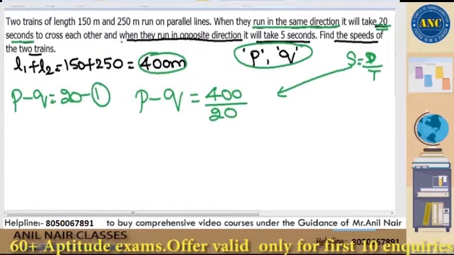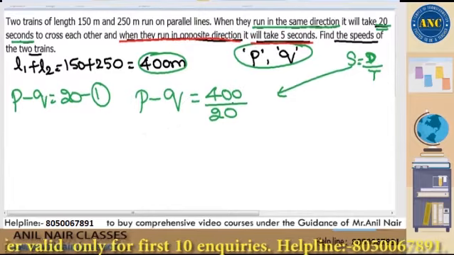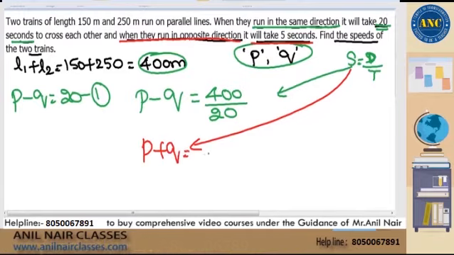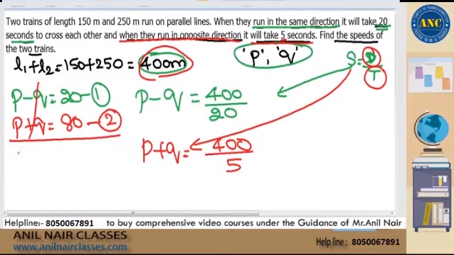Similarly, when they run in the opposite direction, it will take 5 seconds. Opposite direction means the speed is P plus Q, the distance is still L1 plus L2, 400, divided by time, 5 seconds. So P plus Q is nothing but 400 by 5, which is 80. So this is my second equation. Solve these two equations, you will get the answer.